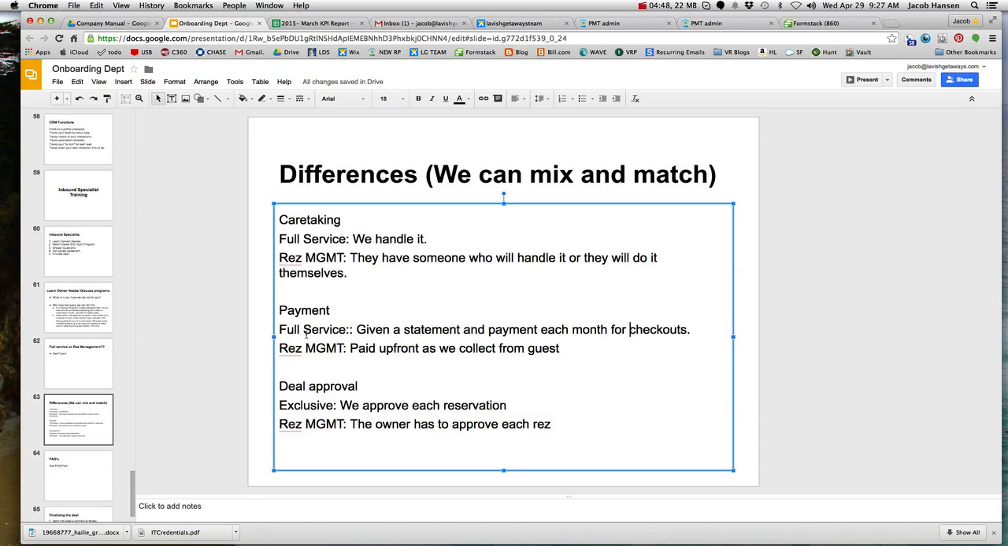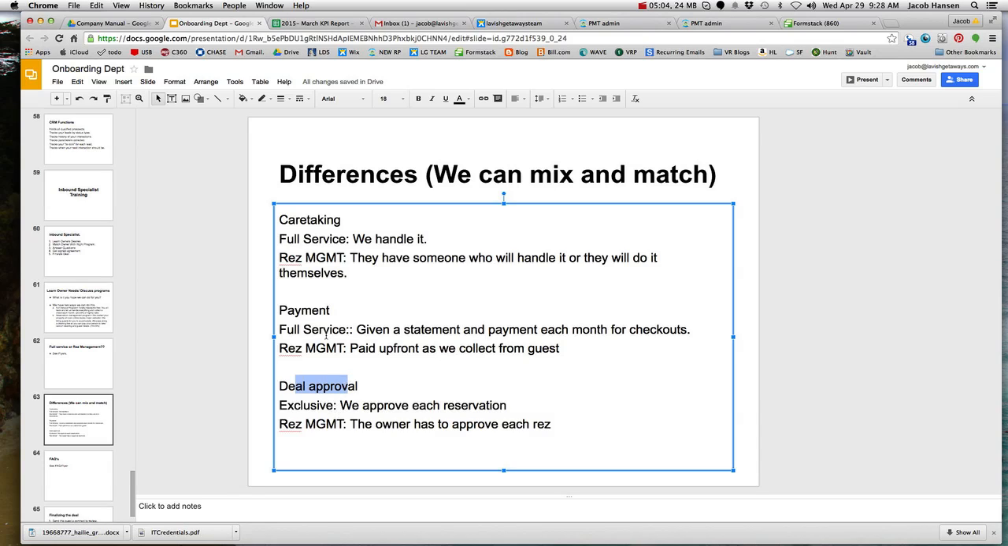Whereas with full service, we have a statement that breaks out, okay, this is exactly how much you're getting paid. This is where all the taxes for all these reservations are. So they really have a good accounting system in place. We are their accountant basically for all their reservations.